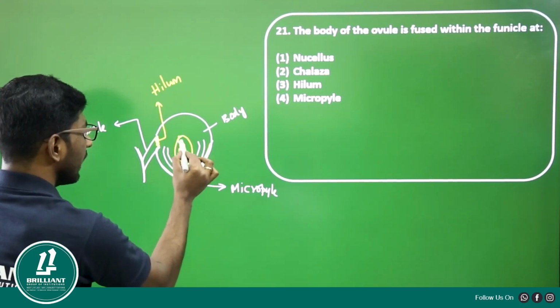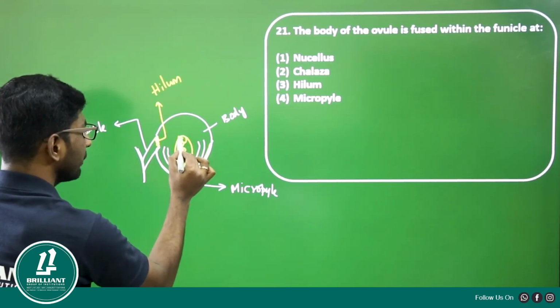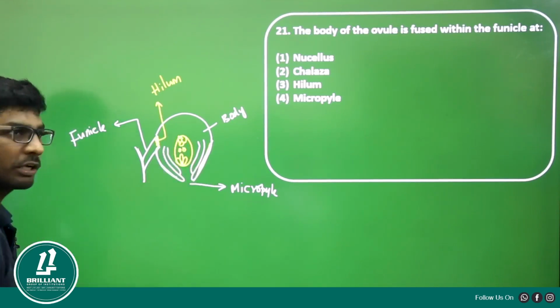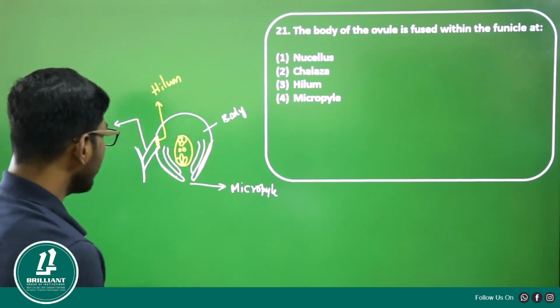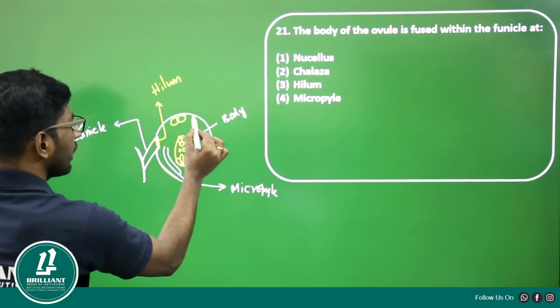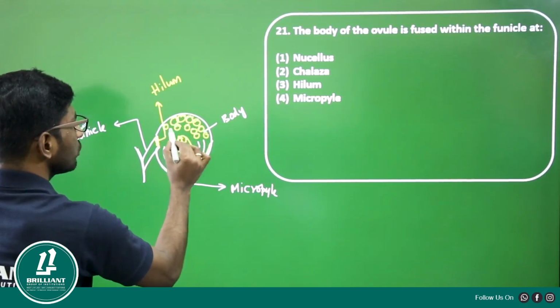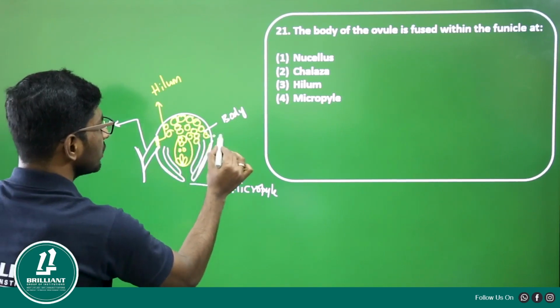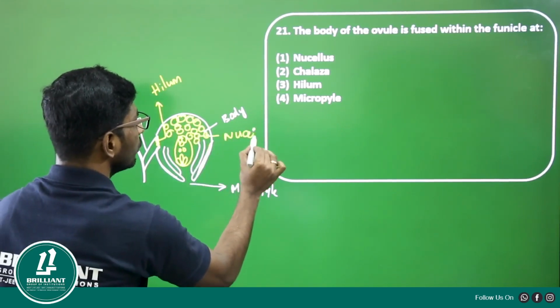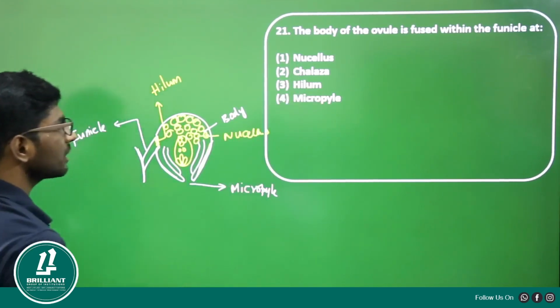These are the cells in the embryo sac: antipodal, synergids, polar nucleus and female gamete. Next, the diploid tissue inside the body of the ovule is known as the nucellus. So nucellus is given.